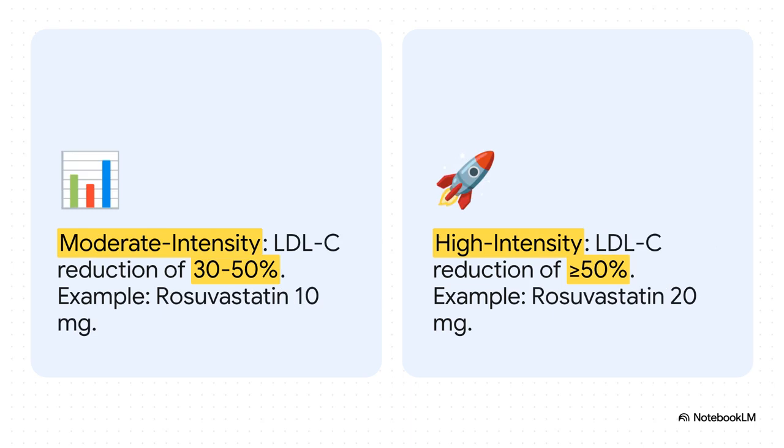But for our highest risk folks, especially if they've already had an event, secondary prevention, we've got to be a lot more aggressive. And that's where the high-intensity statins come into play. We're talking about making moves like going from rosuvastatin 10 milligram up to 20 milligram. That's what helps us blast past that 50% LDL reduction target.